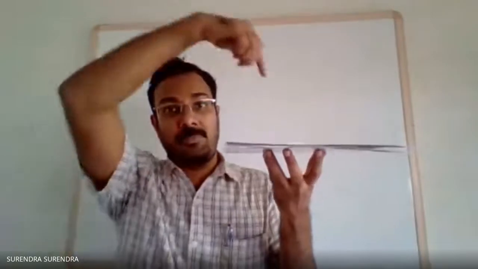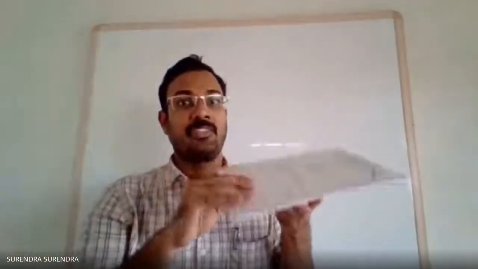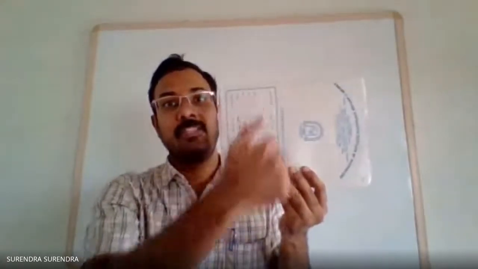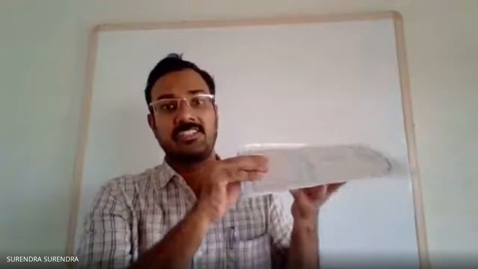So for plane problems, we have to decide this first: in which view can we see the true shape of the surface? True shape means the complete shape. When the plane is parallel to the horizontal plane, we can see the true shape in top view. When the plane is parallel to the vertical plane, we can see the true shape in front view.